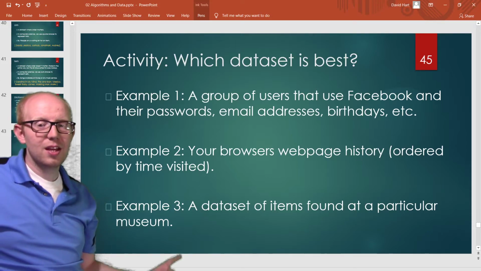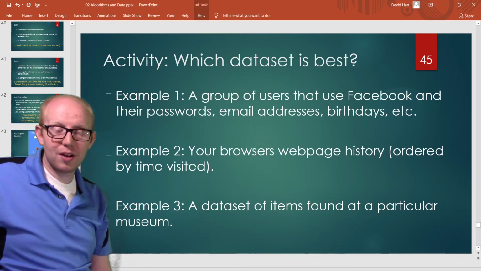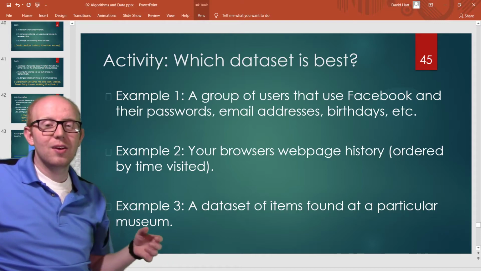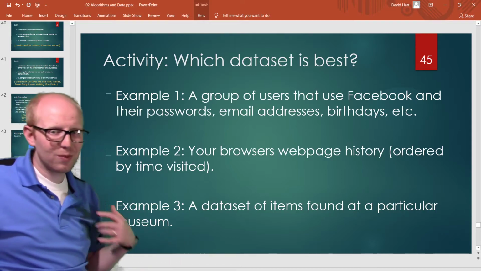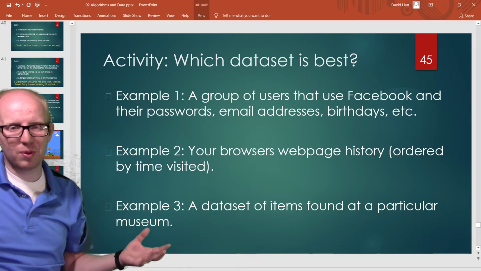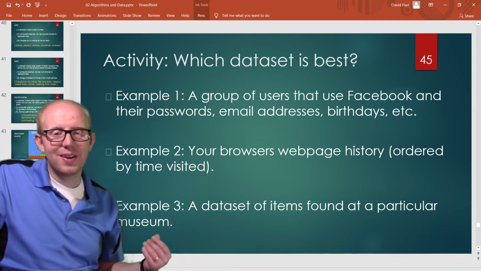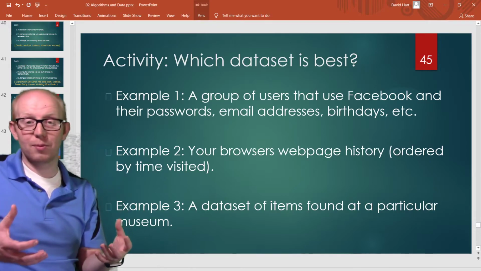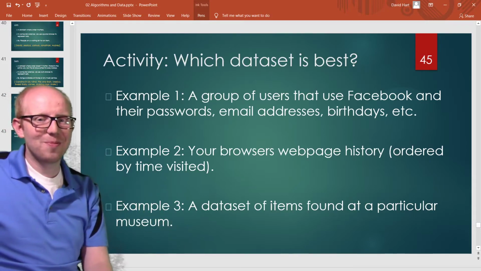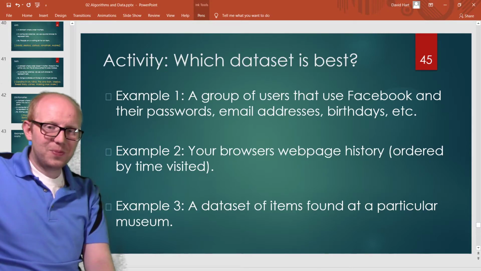Okay, and then number 3, a data set of items found at a particular museum. Again, you don't really care about when they got there, probably don't even care what room they're in, that type of thing. So it's probably just a set. Okay, these are the items that are available to be seen. Okay, so there you go.